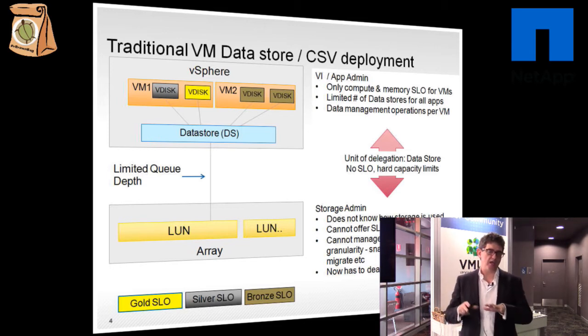So again, it kills the optimizations that the array is allowed to do. In a traditional world, like a physical server world, when you want a really high performing LUN, you'll give that LUN a queue depth of like 64 all by itself. Now we're sharing that one queue depth amongst lots and lots of different applications.